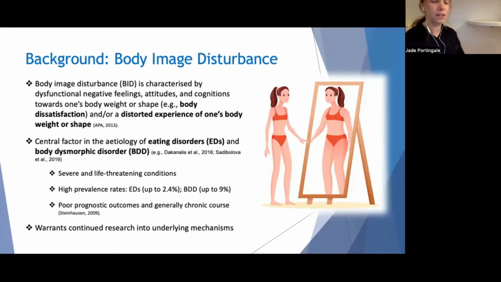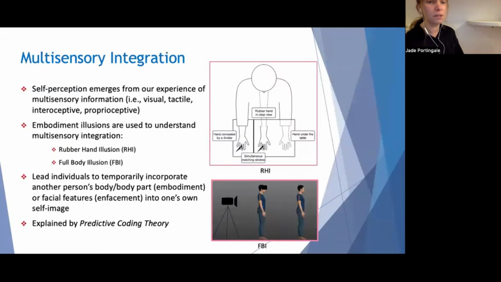Overall, this warrants continuing scientific research to increase understanding about the underlying mechanisms responsible for the onset and maintenance of body image disturbance, as well as how it can be treated. And one area that remains less examined is the mechanisms underpinning disturbed self-perception. So our self-perception emerges from the integration of multisensory signals. And one phenomenon that is used to understand this is embodiment illusions.